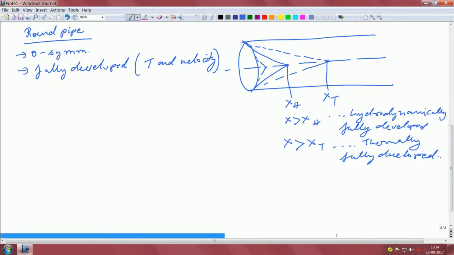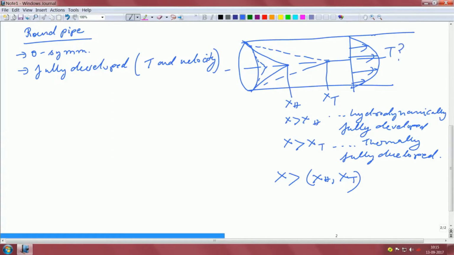Okay. So, if x is greater than xt, we call it thermally fully developed. If x is greater than xh, we call it hydrodynamically fully developed, the two boundary layers over here. So, we are in a regime in which x is greater than both xh and xt. That means we are somewhere here. That will be like your velocity profile, which you already know, parabolic, and we want to know what is the temperature profile here. That is the unanswered question that we have.